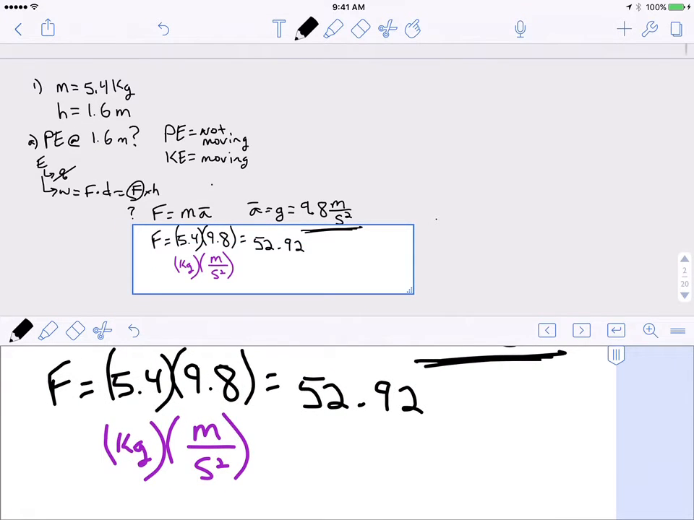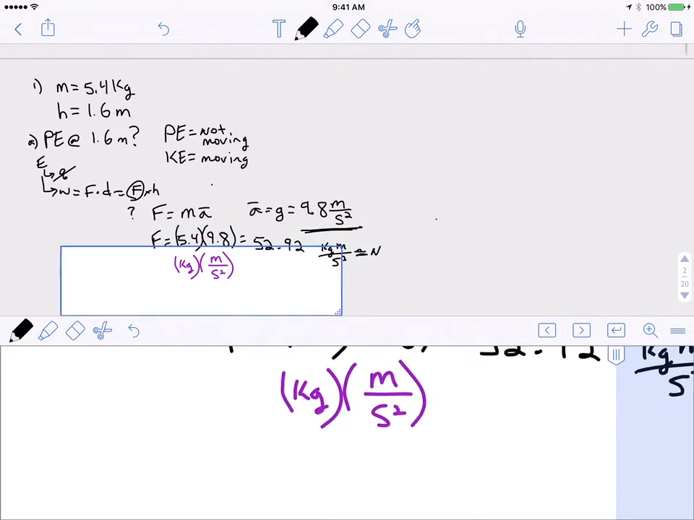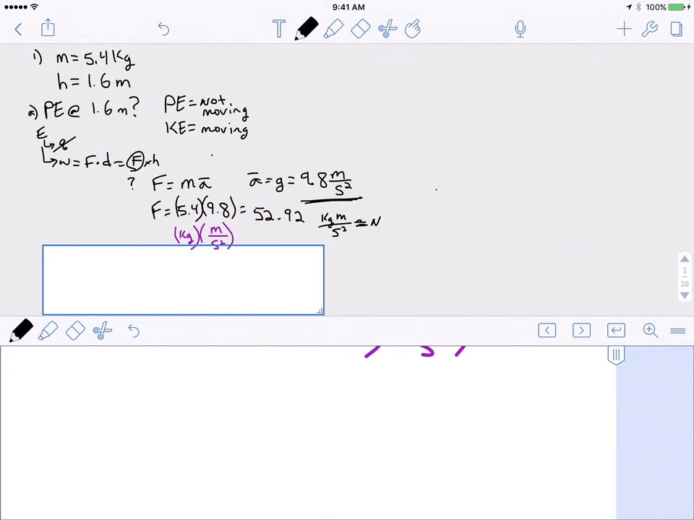And what are the force units? They're going to be in kilogram meters over second squared, which happens, not by coincidence, to be equal to a Newton. Now, what is the work that it takes? The difference between work and force is very simple. It's distance. So force times the height equals work.